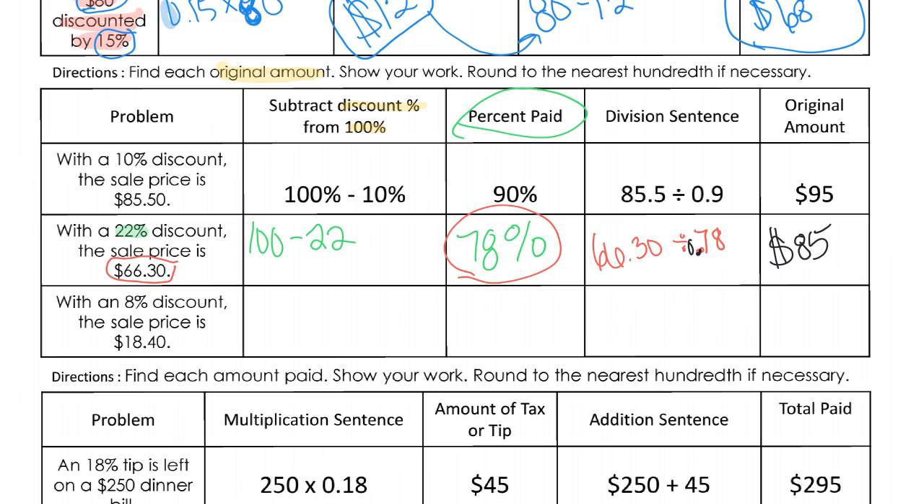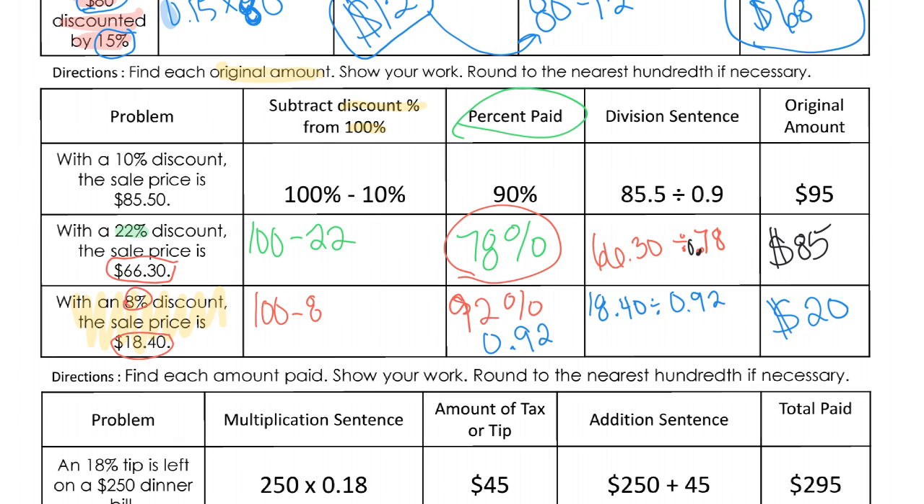Okay, so I want you to do this third one for me. All right, so hopefully you got that the original amount was $20.